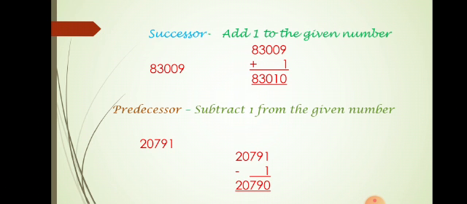Predecessor. What is predecessor? Subtract 1 from the given number. If you have to find the predecessor of any number, you have to subtract 1 from it. Just for an example, 20,791 I am having and I have to find its predecessor. So I will subtract 1 from it and my answer is 20,790. In this way we have done our topic.